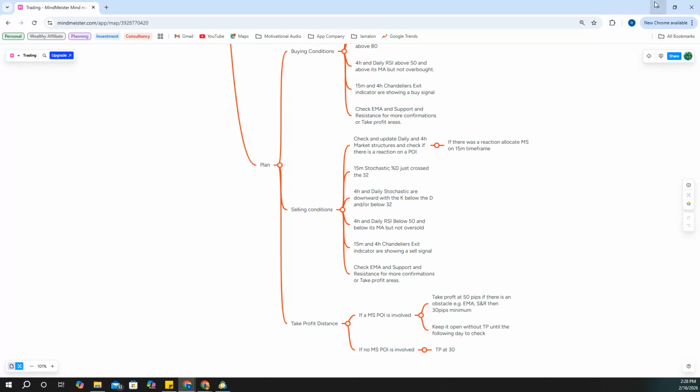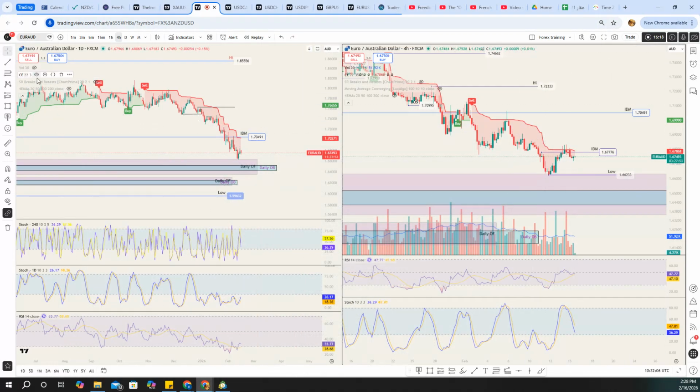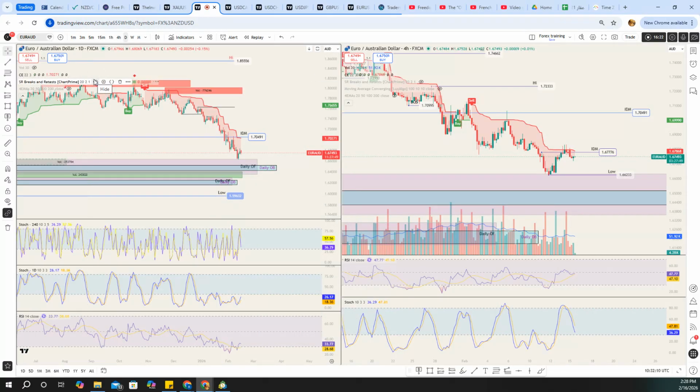And this is what I showed you. I look at this and then I look at the support and resistance and see if there is anything hindering its progress if I am going to take a sell position. So this is what I do.